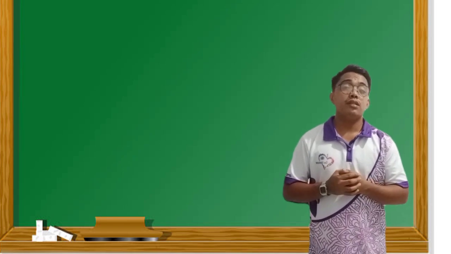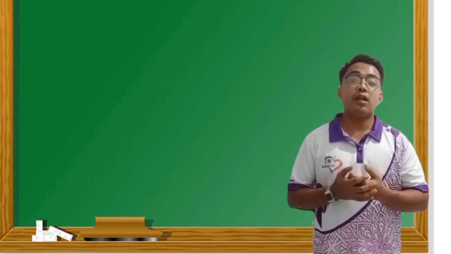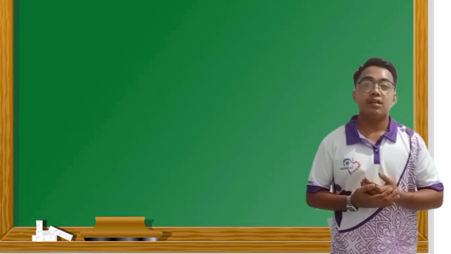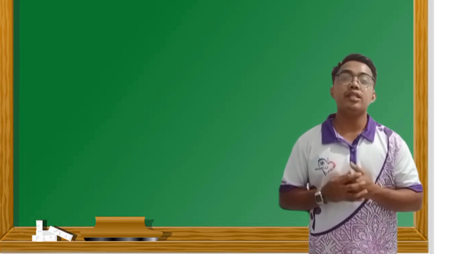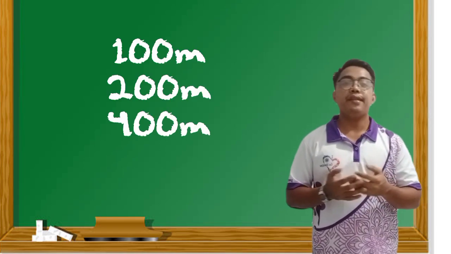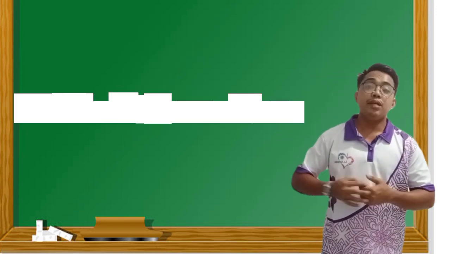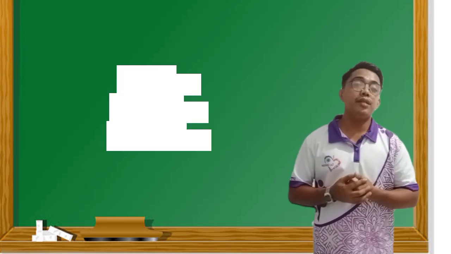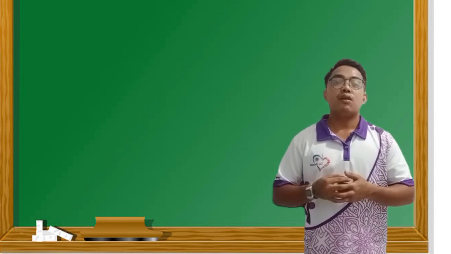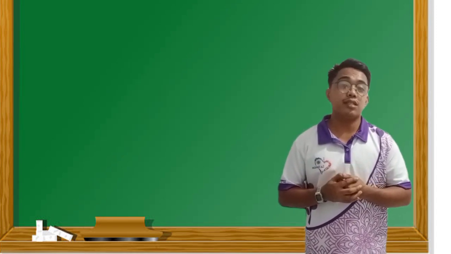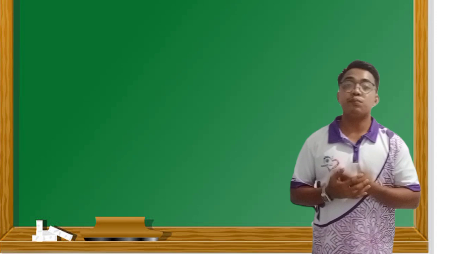First is the sprints or short distance. Sprints are short running races. In a track and field competition, there are generally three different distances: the 100-meter, 200-meter, and the 400-meter dash. Whereas the middle distance races are 800 meter, 1,500 meter, and 3,000 meter, wherein these races require different skills and tactics to win. They rely more on endurance and pacing than just pure speed.